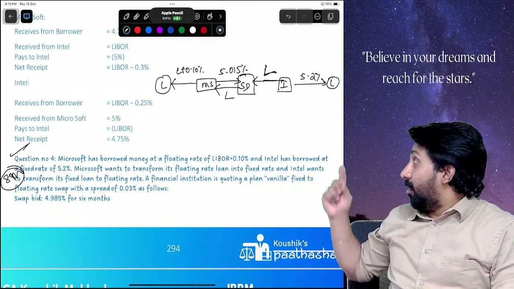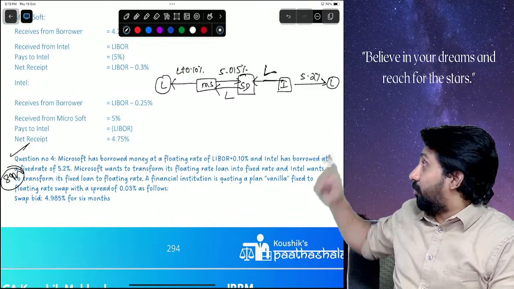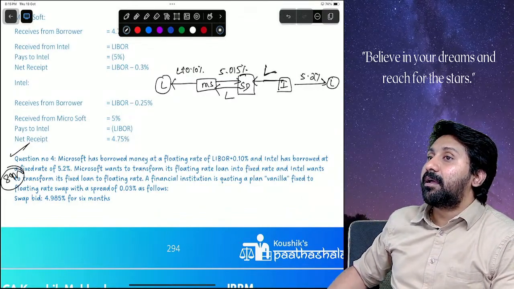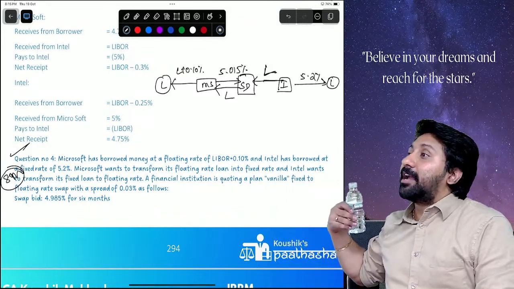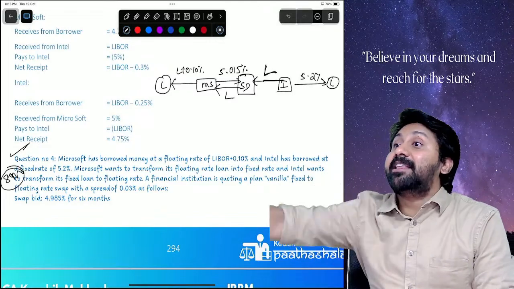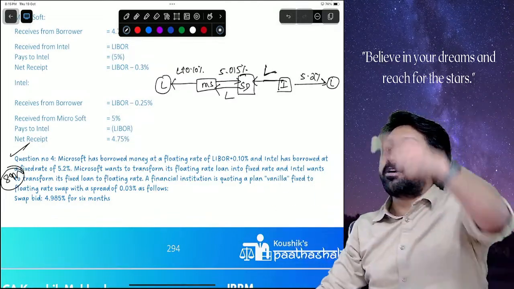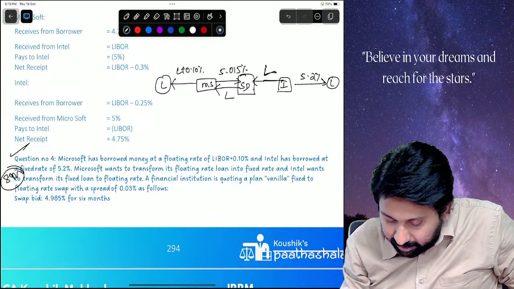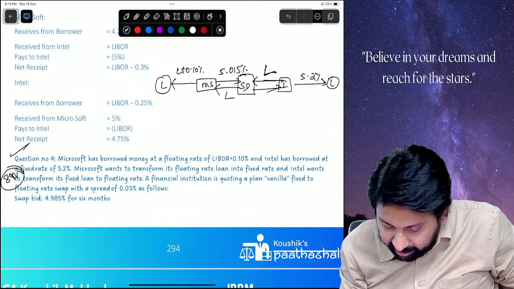See here. Original position of Intel is what? Fixed or floating? At what rate? 5.2. It wants to pay in fixed or floating? Floating. I wanted to pay means Libor has to go out of me, so I have to sell the Libor. If I have to sell the Libor, what does the swap dealer have to do? Buy the Libor. So tell me, at what rate does he have to buy the Libor?